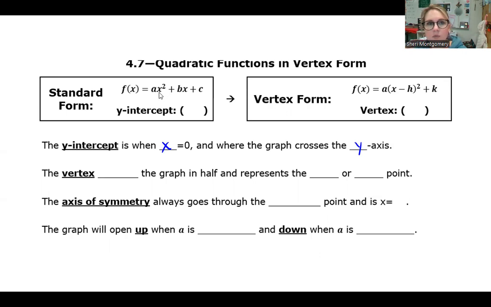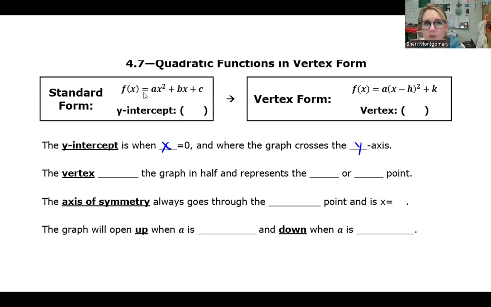All right, so if we look up here, and it's when x is equal to 0, well, if this was 0, what's 0 squared? 0, and what's 0 times something? 0. So that term right there is going to dissolve. Well, what about here? What's 0 times something? So when x is equal to 0, these two terms disappear, and all you're left with is c.